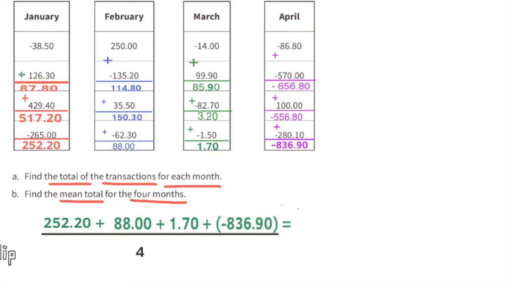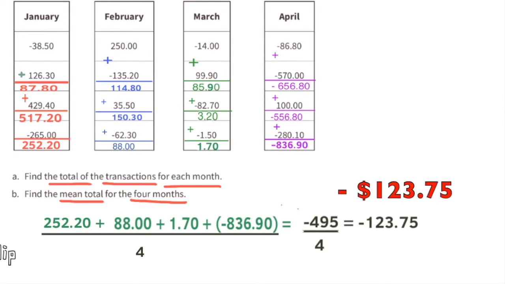B. Find the mean total for the 4 months. The mean total for the 4 months is negative $123.75, because $252.20 plus $88 plus $1.70 plus a negative $836.90 divided by 4 equals a negative $123.75.